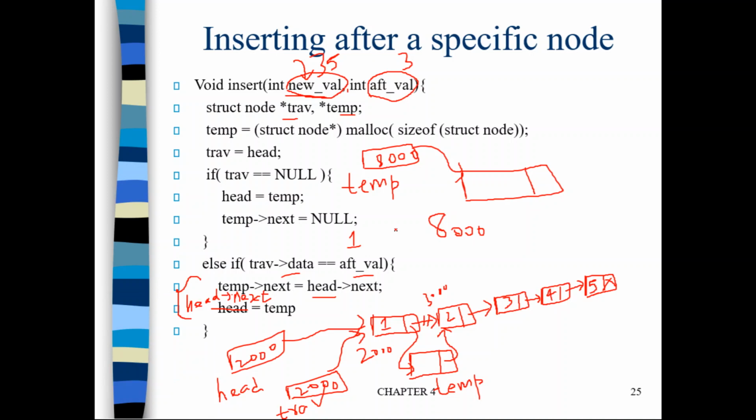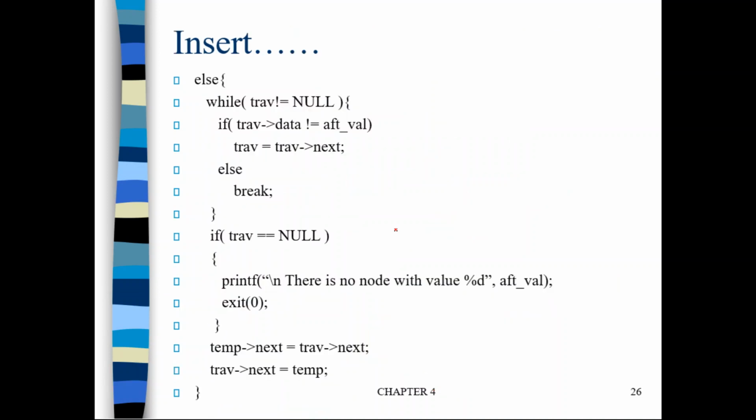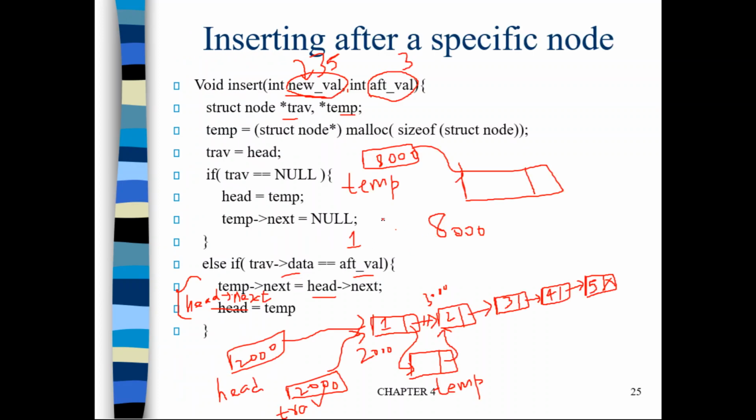Okay, the next case is if you want to insert anywhere else. Then what we do, else, this is the else part, while traverse not equal to null. Okay, assume currently we want to insert after node 3. So this is the new node which is being pointed by the pointer temp. So temp is pointing to the new node.